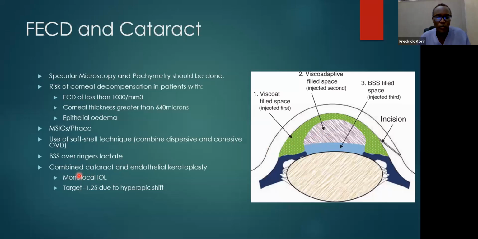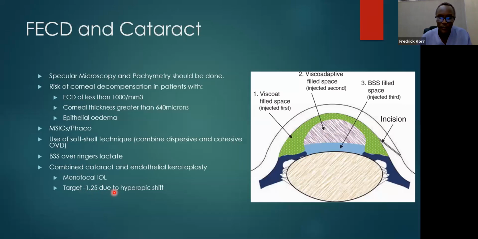So that's when you decide to do cataract surgery. If you put in a lens, do not put in multifocals or these other lenses, because you're going to be disappointed. Better to just use a simple monofocal IOL. When you do a combined cataract surgery and endothelial keratoplasty, you also want to target an IOL of -1.25, because when you do a DSEK, you get a hyperopic shift. So you want to give the patient a target of -1.25 whenever you're doing a cataract surgery.